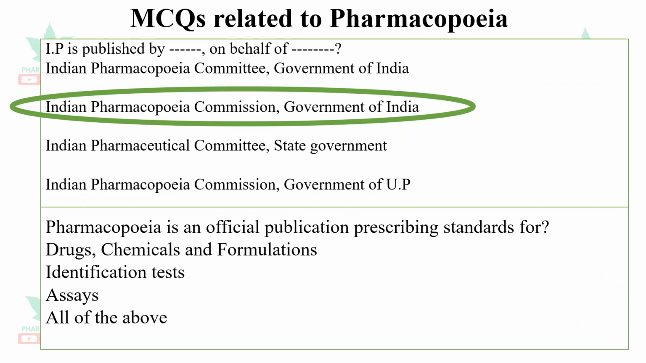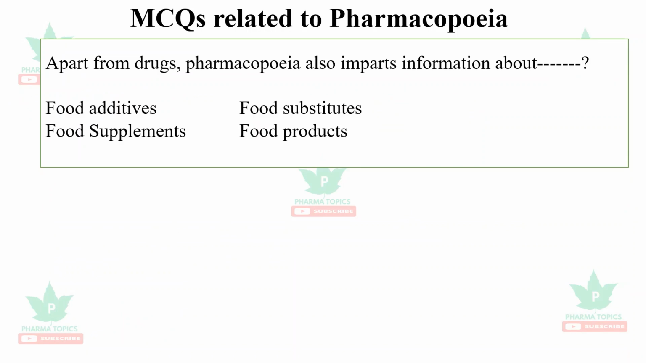Pharmacopoeia is an official publication prescribing standards for drugs, chemicals, formulations, identification tests, assays, or all of the above. It is all of the above: drugs, chemicals, formulations, identification tests, and assays. Apart from drugs, Pharmacopoeia also imparts information about food supplements.